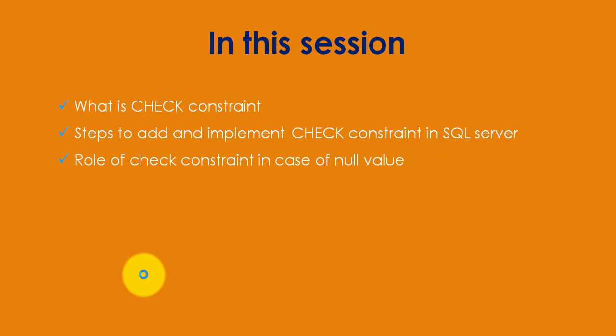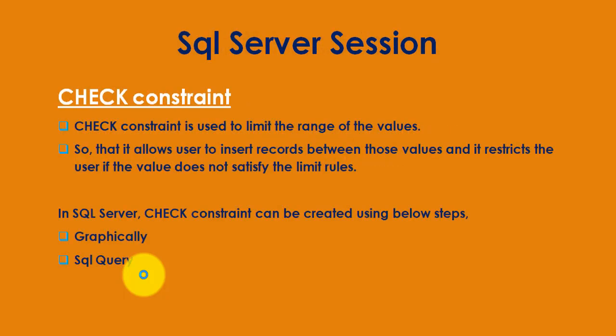In this session we'll learn what is check constraint and the steps to add and implement the check constraint in SQL Server, and what is the role of check constraint in case of null value. So first we learn what is check constraint. Check constraint is used to limit the range of values so that it allows the user to insert records between those values, and it restricts the user if the value does not satisfy the limit rules.